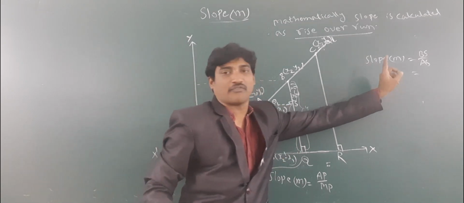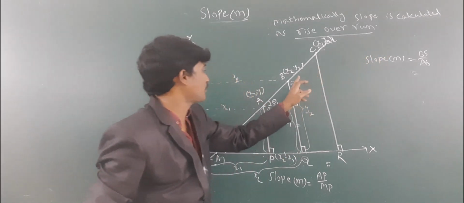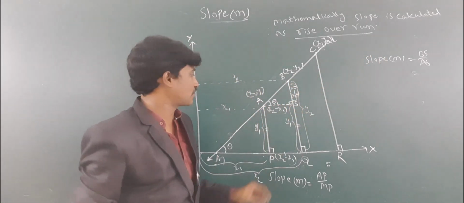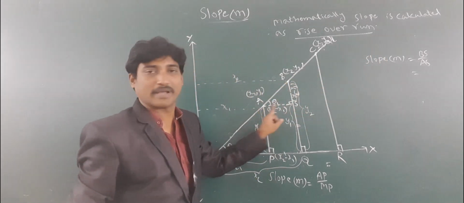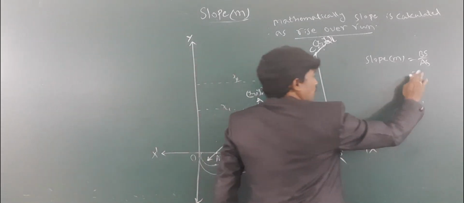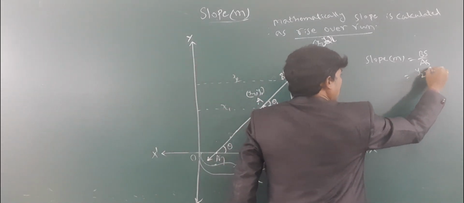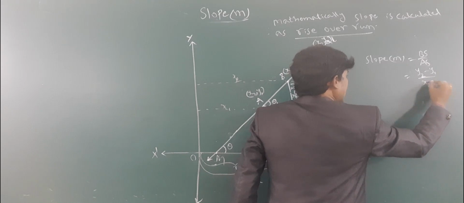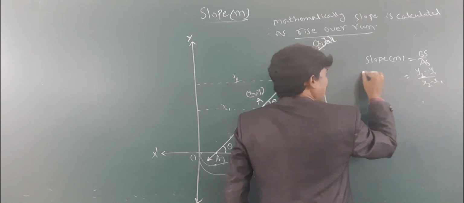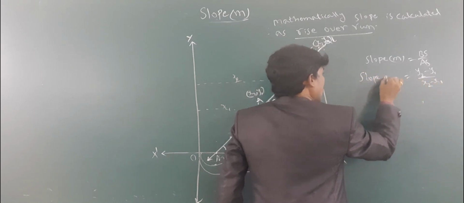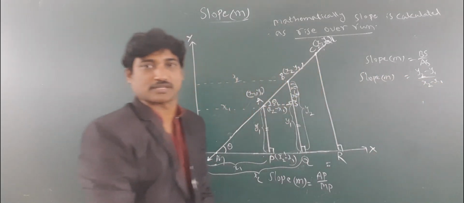Here the slope of this line M is equal to BS by AS, so we can write y2 minus y1 by x2 minus x1: the difference of y coordinates by the difference of x coordinates.